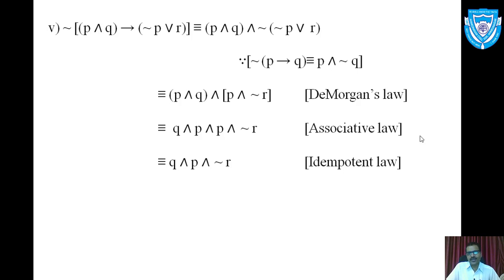In the second bracket, use the De Morgan law. It becomes P and negation of R. The first bracket can be carried as it is. Now you can use the associative law. According to associative law, the brackets can be opened. Q and P and P and negation of R. Now P and P is P according to the idempotent law. So it becomes Q and P and negation of R.